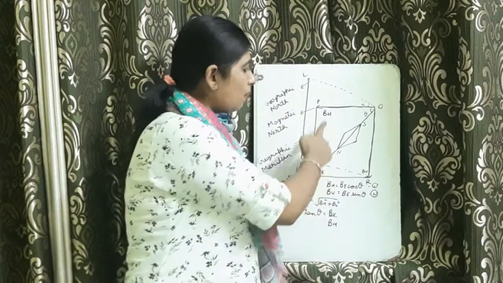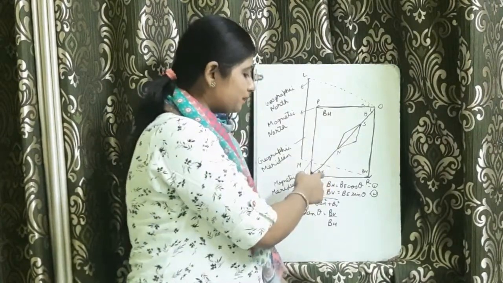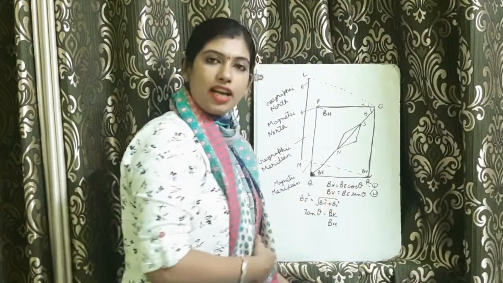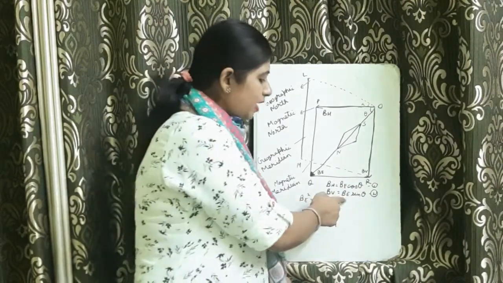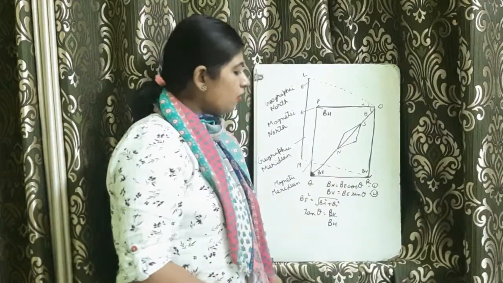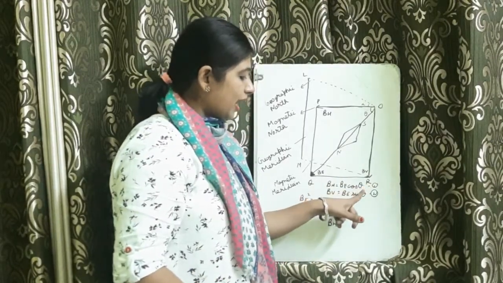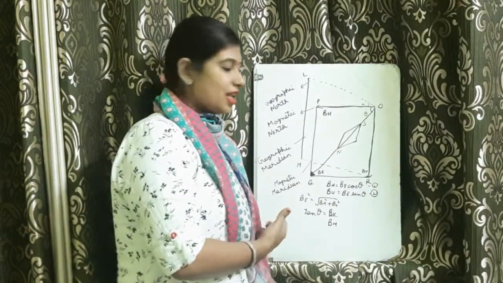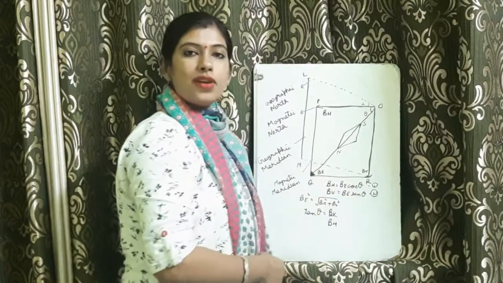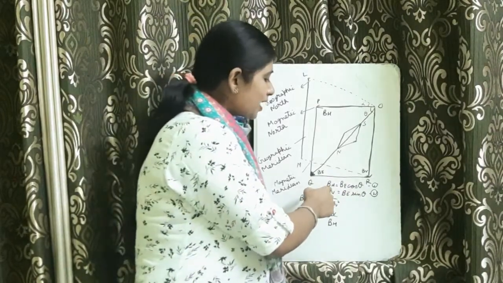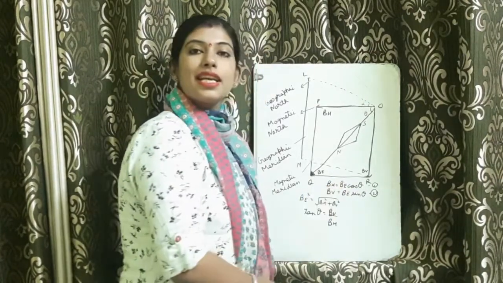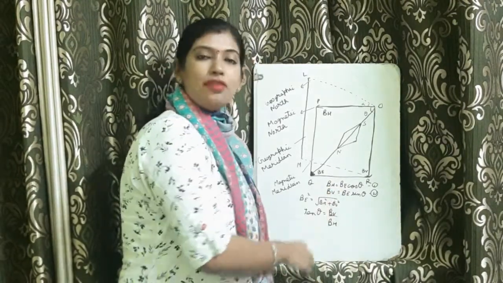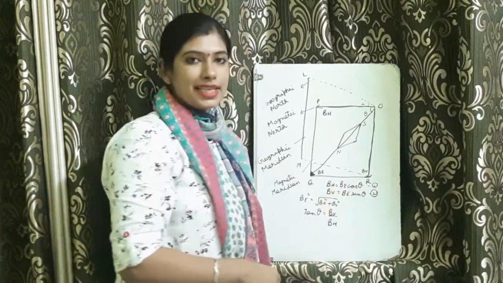Now the value of the horizontal component will be BE cos theta, and the value of the vertical component of Earth's magnetic field will be BE sin theta. We have marked this equation as 1 and this equation as 2. When we square equation 1, we have BH square is equal to BE square cos square theta, and when we square the second equation, we have BV square is equal to BE square sin square theta.